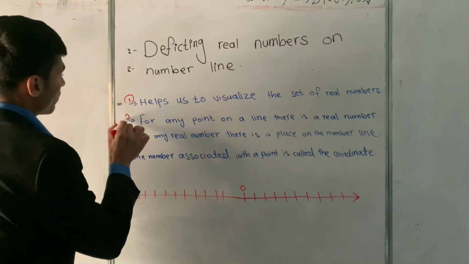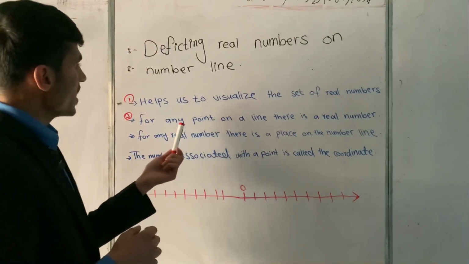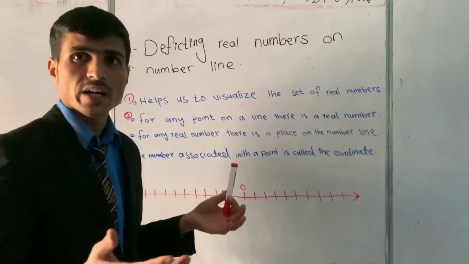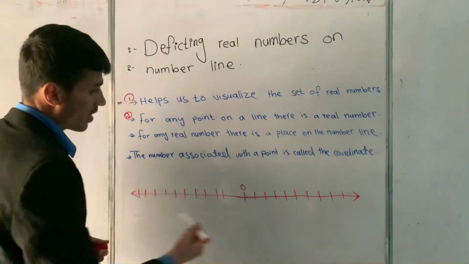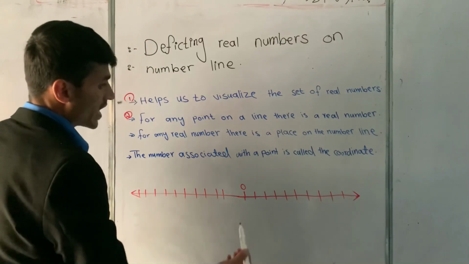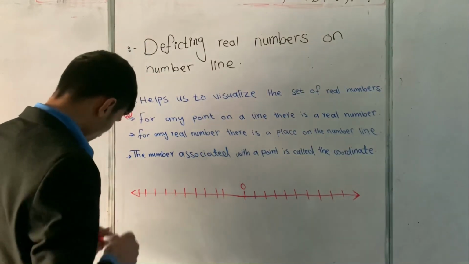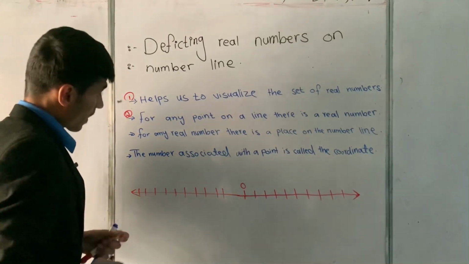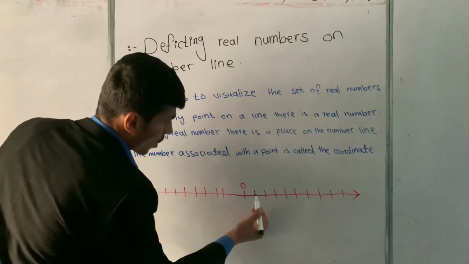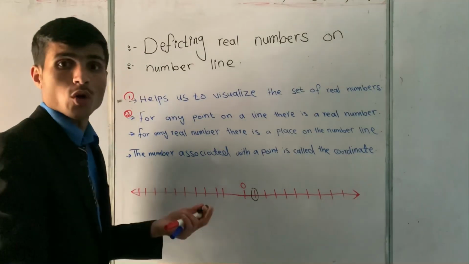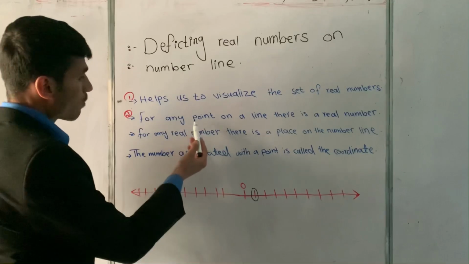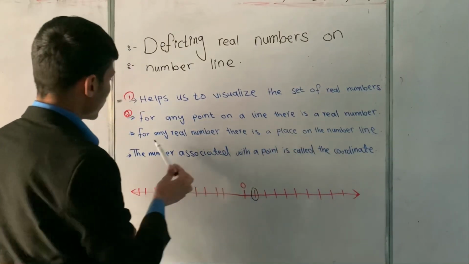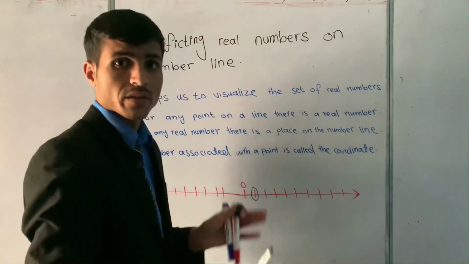Look at step number 2. For any point on a line, there is a real number. Pretend this is a number line. For any point, if I take this point, wait for a while. If I take this point, there is, of course, a real number. On the number line, for any point, there is a real number.